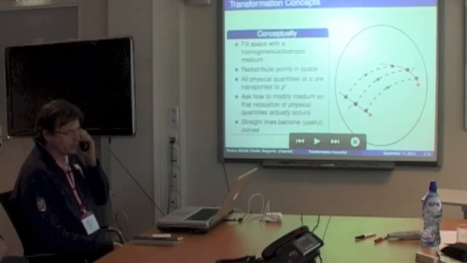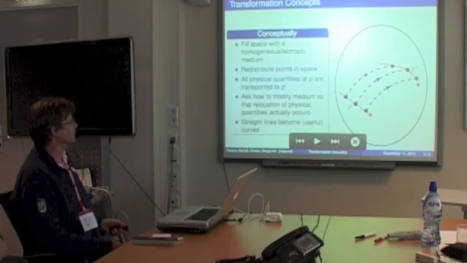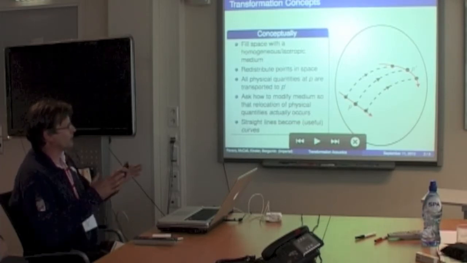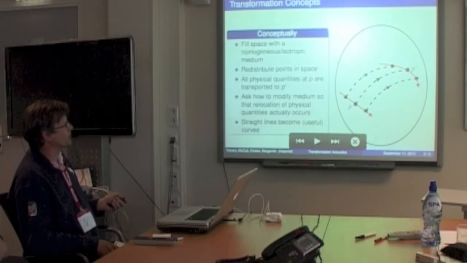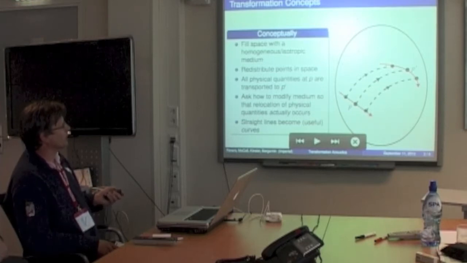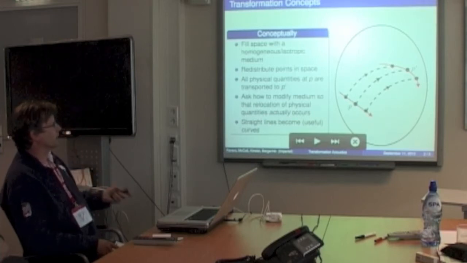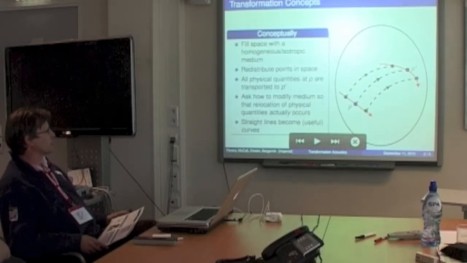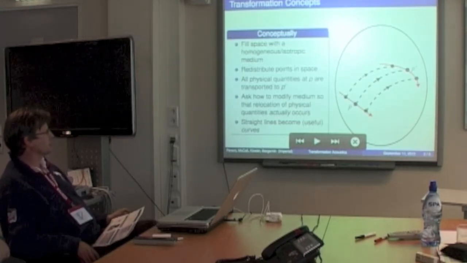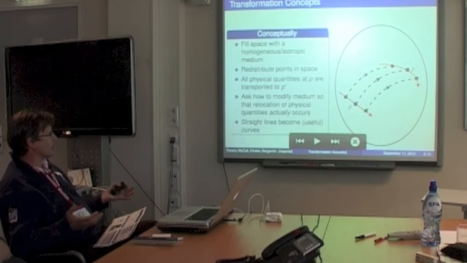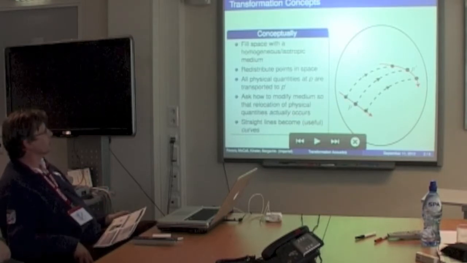And so just to summarise in pictorial terms what Lucy has just covered, we can imagine some abstract space or manifold in which points are redistributed and in which physical quantities, correctly or incorrectly, are redistributed in this way. And the key question that we ask is how to modify a medium so that the relocation of physical quantities actually occurs, and so in pictorial terms that straight lines become some useful curves.